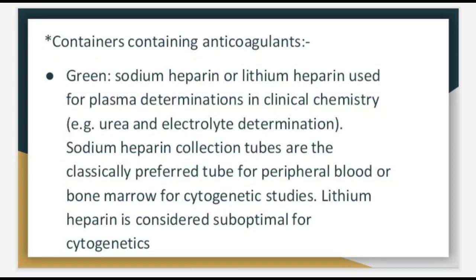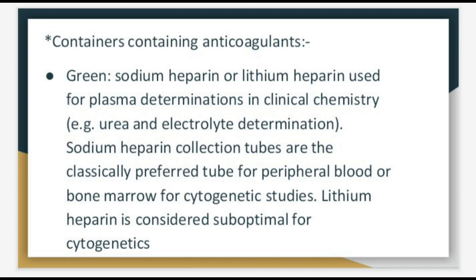The next category is containers containing anticoagulants, meaning in these vacutainers the anticoagulants are the additives present in the tubes. The first one is the green vacutainer. It contains sodium heparin or lithium heparin, which is used for plasma determination in clinical chemistry, mainly for urea and electrolyte determination.